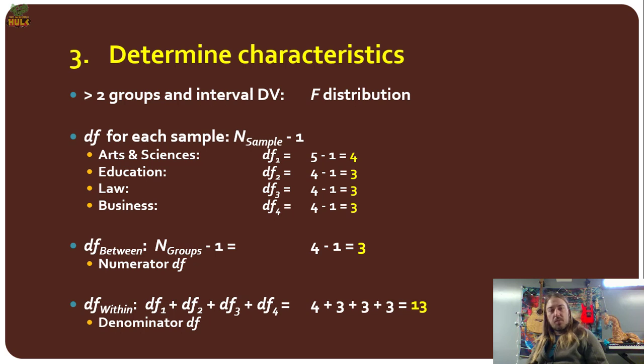Between groups degrees of freedom is calculated by the number of total groups that you have. In this case, we have 4 groups. Then minus 1, we have 3 between groups degrees of freedom.